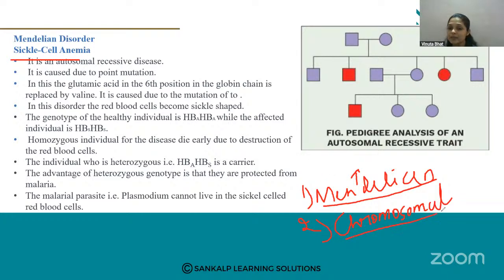And one more type is the chromosomal disorders. So what do you mean by chromosomal disorders? Do you know? Anybody? Mendelian disorder means the disorder caused due to a change in the single gene present on the chromosome. What do you mean by chromosomal disorder? Anybody? Please write down in the comment box, those who know.